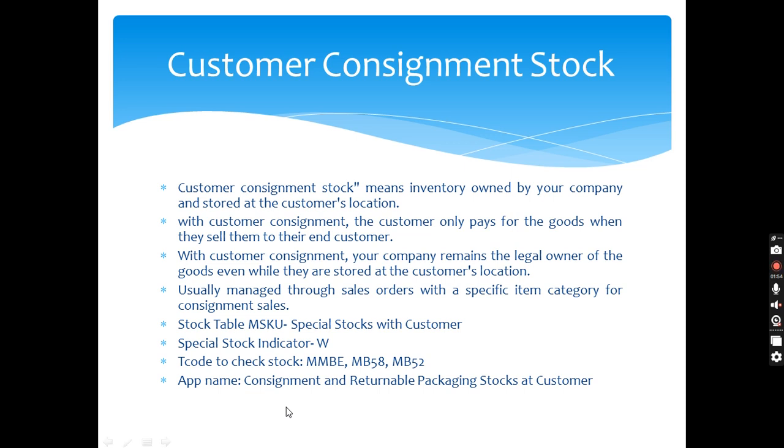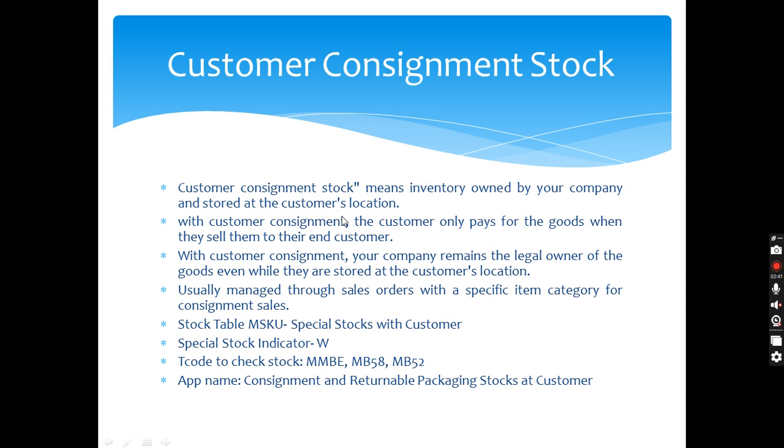Then next is customer consignment stock. In customer consignment, we put our inventory at the customer location. With this customer consignment, the customer will pay for the material only if he sells our material to his end customer. Once he consumes our material, only then will the customer become liable for payment. This customer consignment process usually deals with sales orders with a specific item category for consignment, and you can check this customer consignment stock data in the MSKU table.